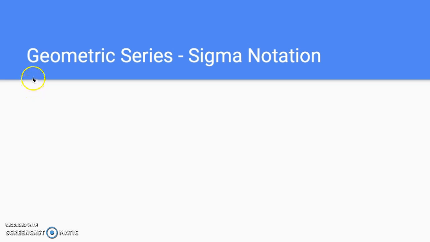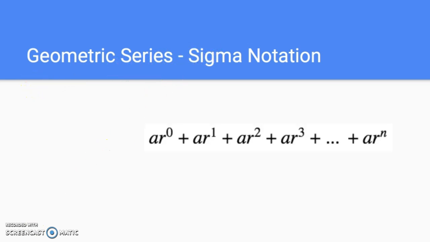We can use sigma notation to help find the sum of a series. So our first term we could call a times r to the 0 power. In each successive term we are going to increase the power of r by 1. And with this being a finite series, meaning it's not going to go on forever, we are going to end at a times r to the nth power.